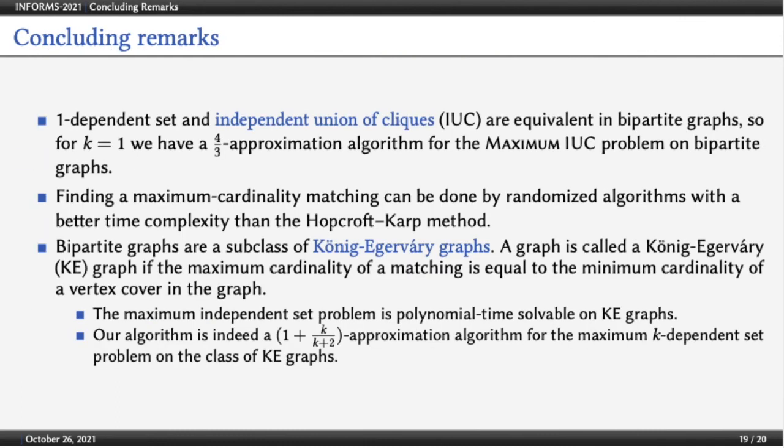To conclude, I would like to point out that maximum independent set and maximum independent union of cliques are equivalent in bipartite graphs. So when k is equal to 1, we have the 4/3 approximation algorithm for the maximum independent union of cliques problem on bipartite graphs, which is a new result for that problem. Also, for the maximum cardinality matching, there are faster randomized algorithms than the standard method that we use in our analysis. And finally, I would like to point out that the algorithm that we developed works for a more general class of Koenig-Egervary graphs, which include the bipartite graphs. Even though we presented the analysis for bipartite graphs, it directly extends to this larger class of graphs.